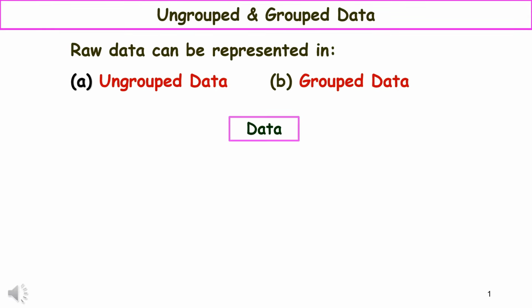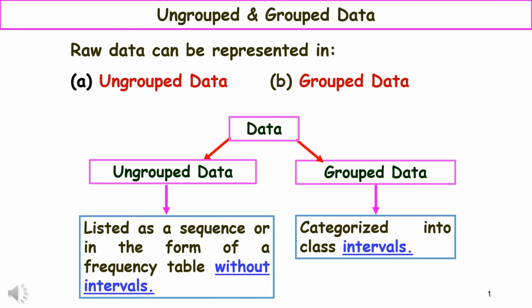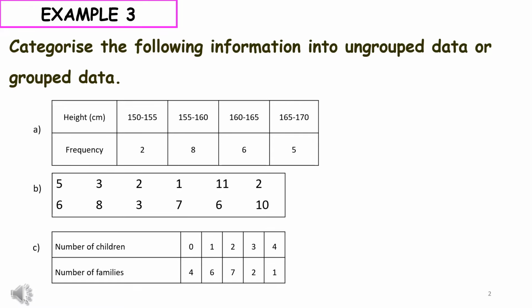Raw data can be represented as ungrouped data or grouped data. Next, we are going to learn the difference between ungrouped data and grouped data. It could be confusing to identify which is ungrouped data and grouped data.